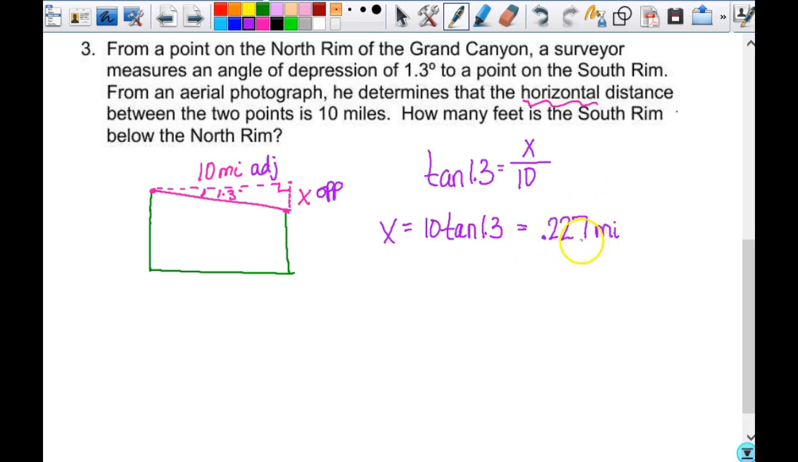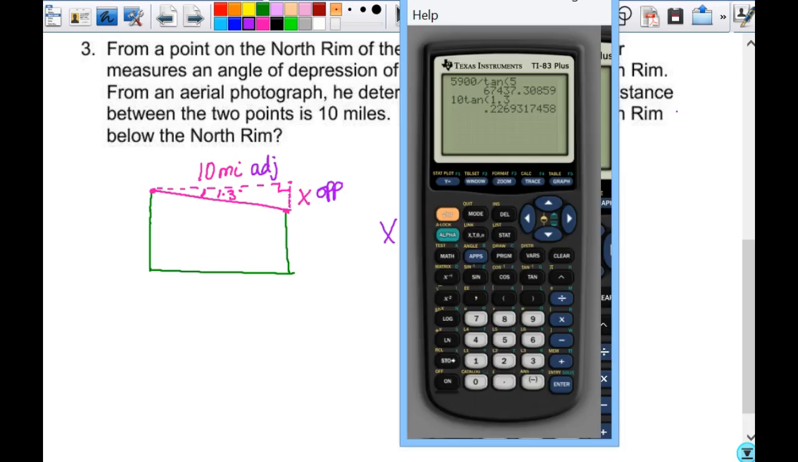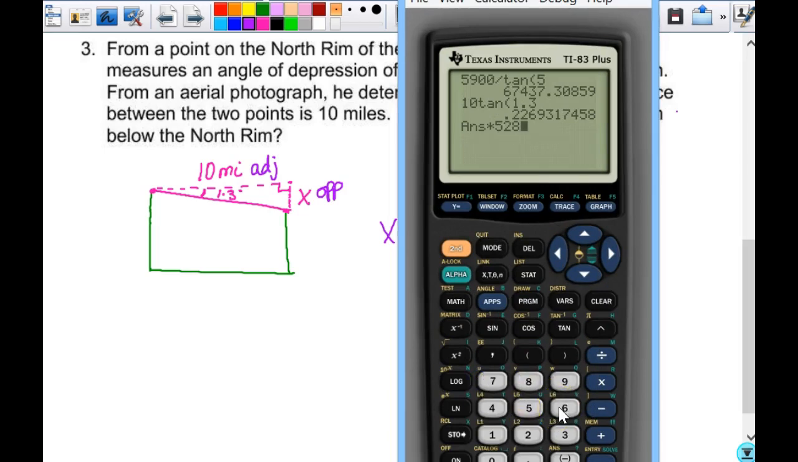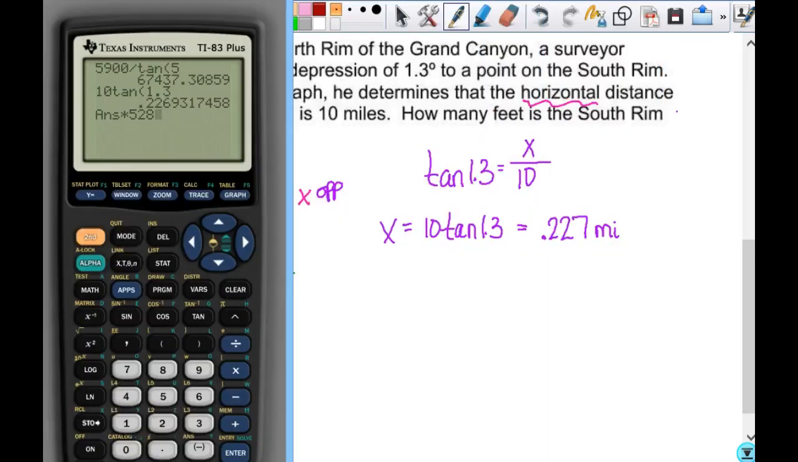No, you do not. You take the value of this, which is still in your calculator. You don't necessarily have to store it. At this point, you can. But if it's still staring at you in your calculator, you just do times 5,280. Oops. I don't know what happened. 80. And that gives you your answer right there.